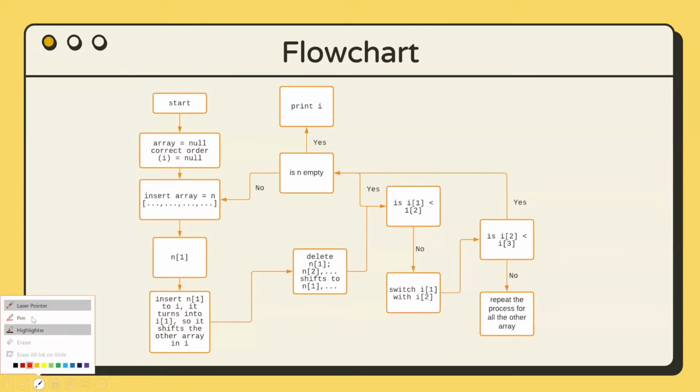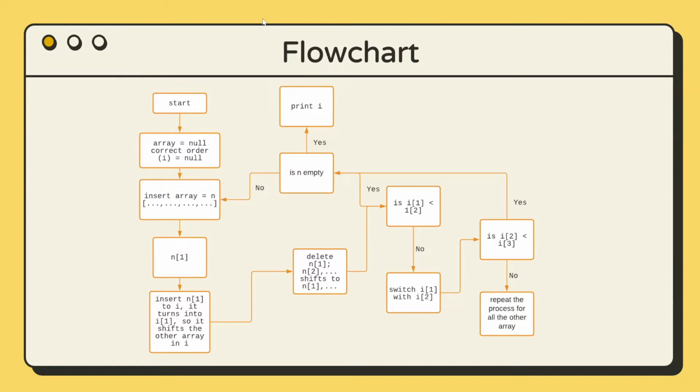Next thing we have the flowchart. So at first, we will start with two lists or two arrays. The first one will be the unsorted list, and the second one will be the correct one. We're going to call the unsorted one N and the correct one I. And then we will take the first element from N, or N1, and insert that into I. So N1 will turn to I1, and the other elements in I will be shifted if there are any in I. If there are not, then N1 will just turn into I1.